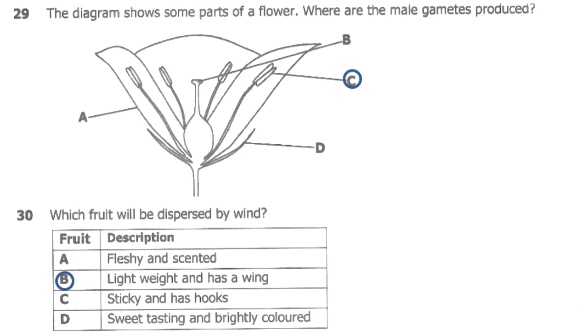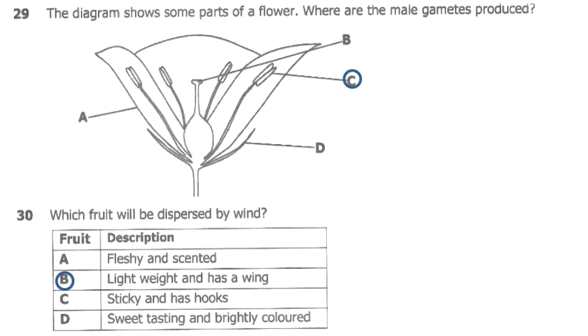31. The diagram shows the female reproductive system. Where does fertilization take place? So we can see here, and our answer, where does fertilization take place, is at A, in the oviduct or fallopian tube.